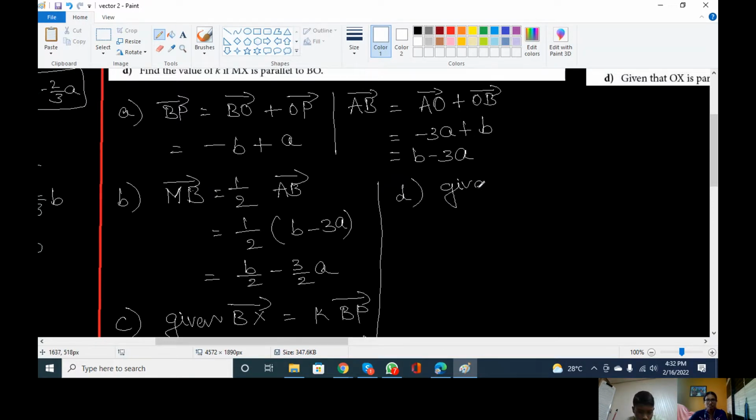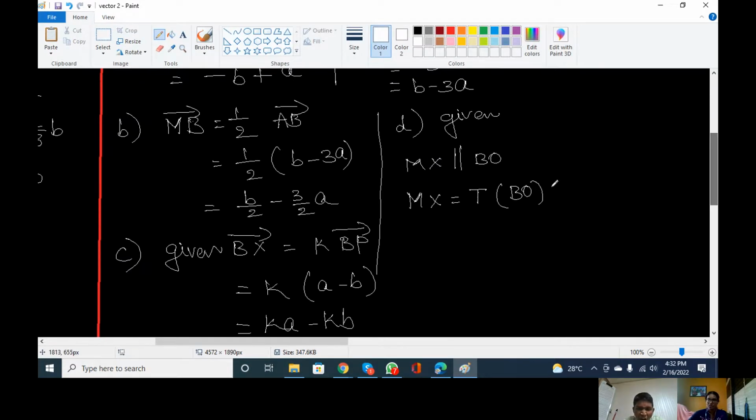Given MX is parallel to BO. If you remove the parallel symbol, you can put an equal to symbol and you can take one constant. I will take t as a constant, because k is already used in the previous one. So MX is some t times of BO. t may be a half or one third or a double, anything. We need to find out what it is. Maybe one also, both are equal also, we don't know.